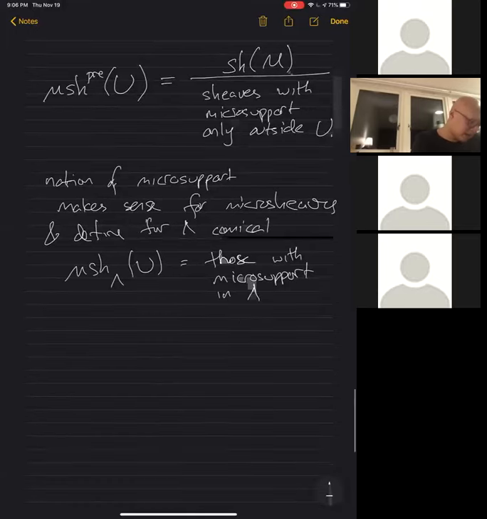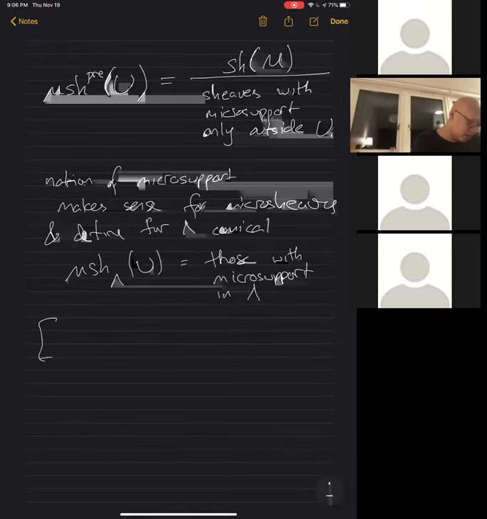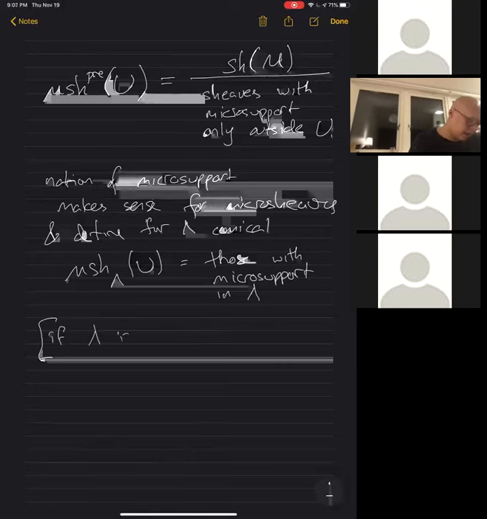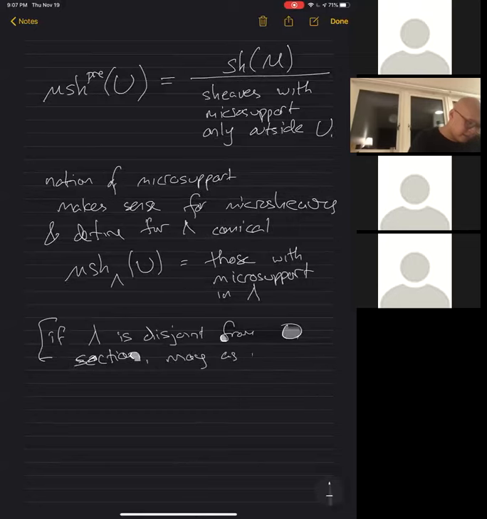Like this, and then there's some sort of remark, which is that if lambda is disjoint from the zero section, then you may as well only think about lambda intersect the cosphere.